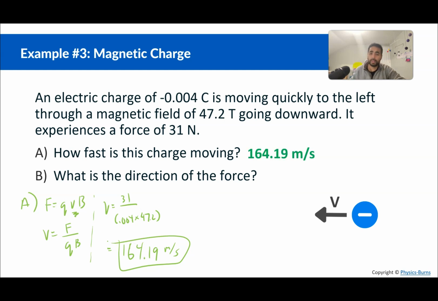Okay, what is the direction of the force? Let's again look at this. Going straight down there, that's the velocity of our charge. Magnetic field is going down, so going down like this, and that means my thumb is going to be pointed outside the screen. However, again, it is negative, so it's not going to be pointing outside the screen. It's going to be 180 of that. It's going to go inside the screen, so it's going to be into the screen.